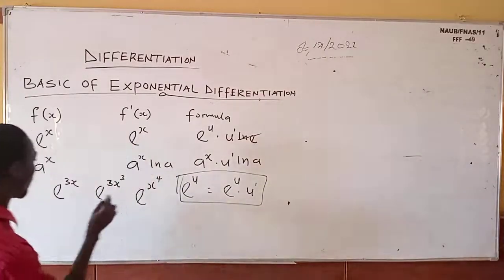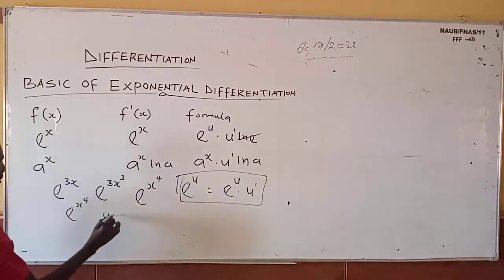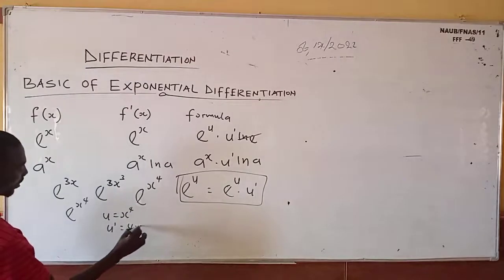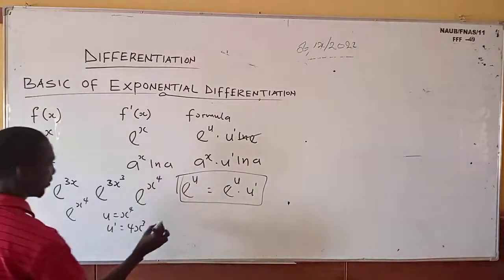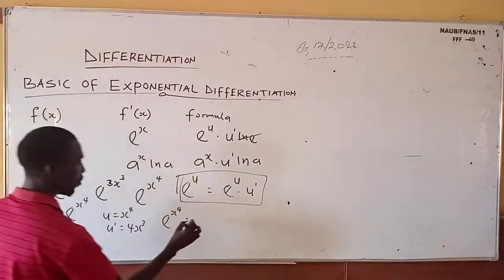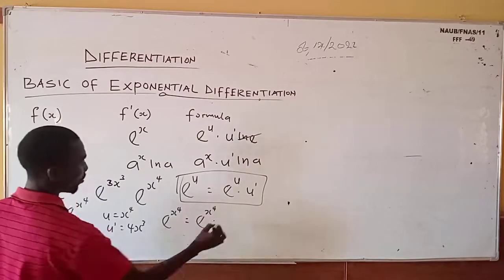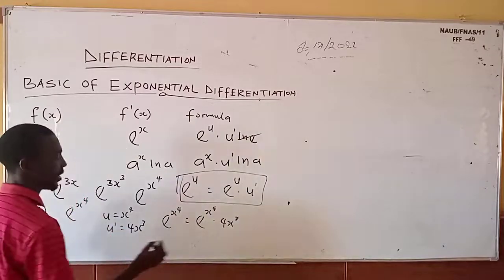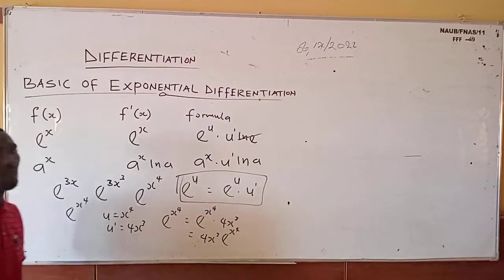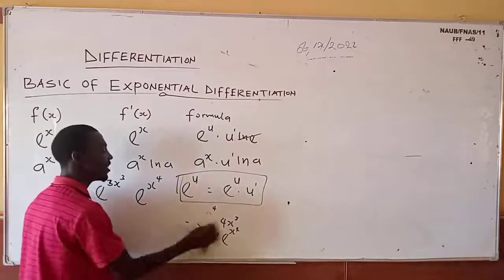You get that? So now let's solve exponential s to the power of 4. Now u is equal to s to the power of 4, and u prime will be equal to 4s cubed. So follow the formula. Exponential s to the power of 4 will be equal to exponential u, which is exponential s to the power of 4, multiplied by u prime, which is 4s cubed. So the answer is 4s cubed exponential s to the power of 4.